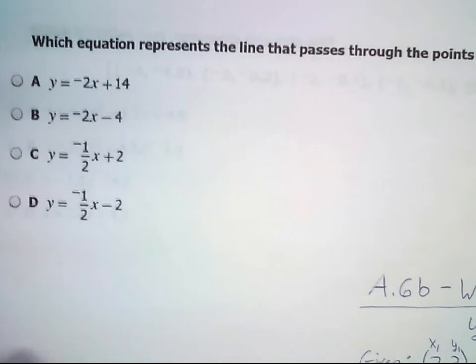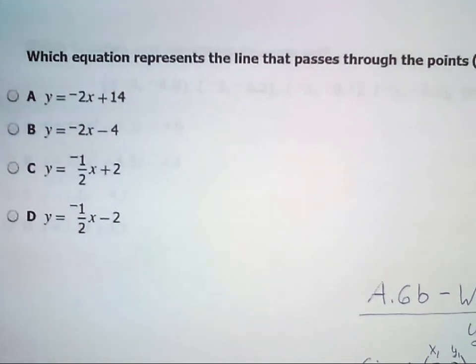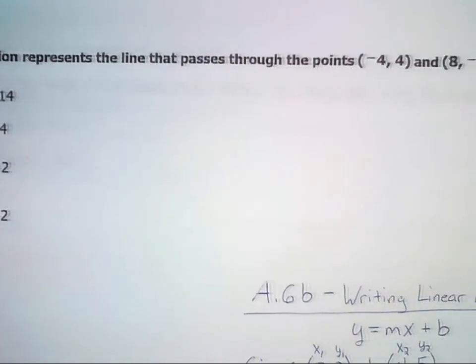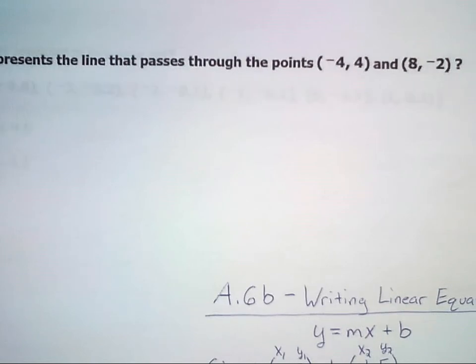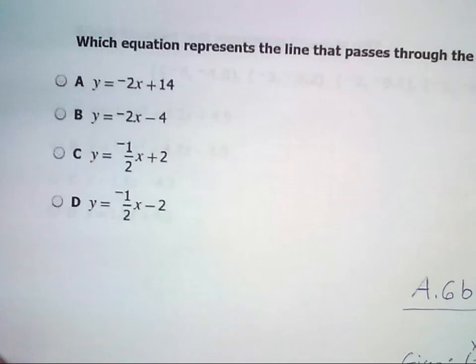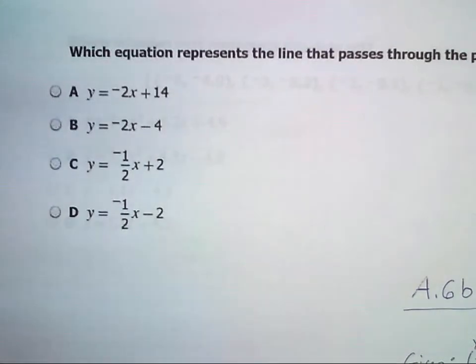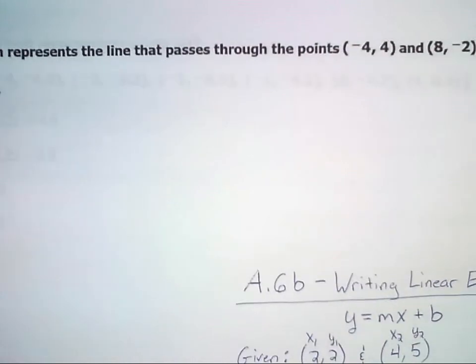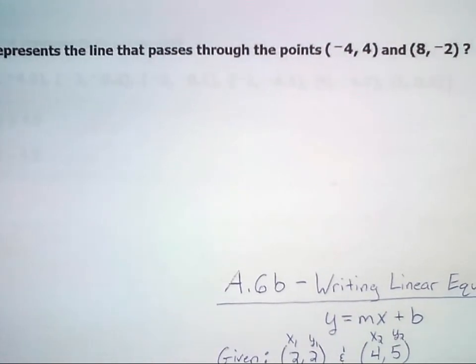Oh boy, it runs off the paper. Which equation represents the line that passes through the points (-4, 4) and (8, -2)? They gave us a couple multiple choice options, but we don't really need to worry about those yet. Let's work over here. They've given us the 2 ordered pairs that happen to be on the line. This is actually good. They didn't give us the slope or the y-intercept, but we can figure both of those out.